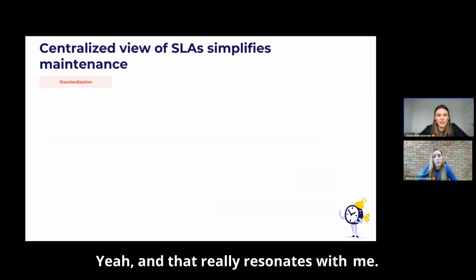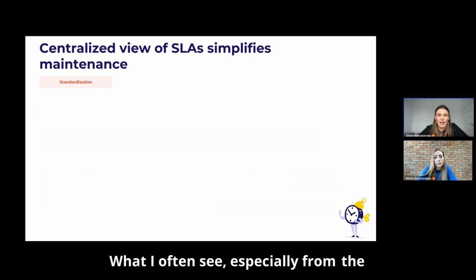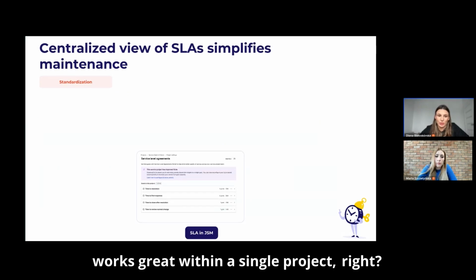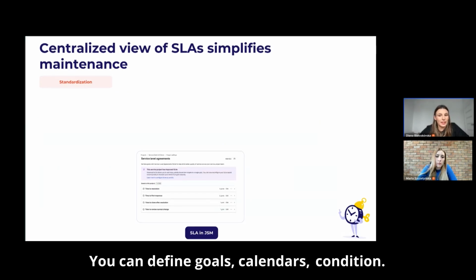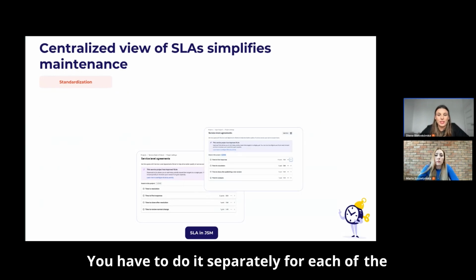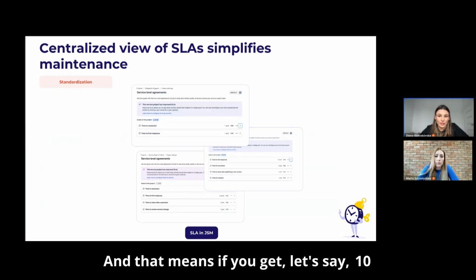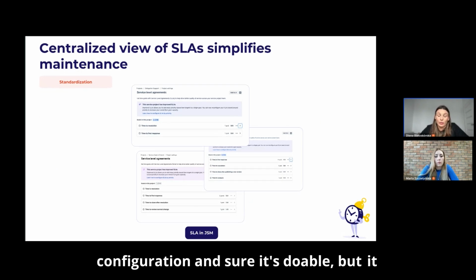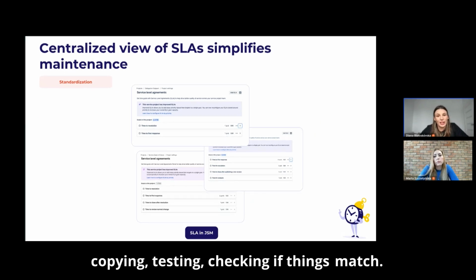Yeah, and that really resonates with me. What I often see, especially from the support side, is that setting up SLAs in JSM works great within a single project, right? You can define goals, calendars, conditions, it's all perfectly good. But there is a catch. You have to do it separately for each project. That means if you have, let's say, 10 service desk teams, each one needs their own SLA configuration, and sure, it's doable, but it quickly turns into a lot of manual work, copying, pasting, checking if things match.